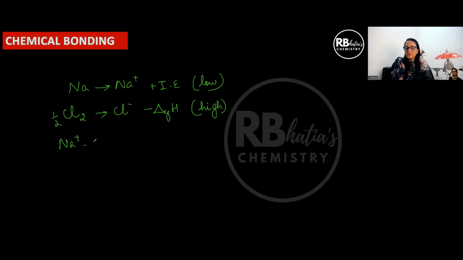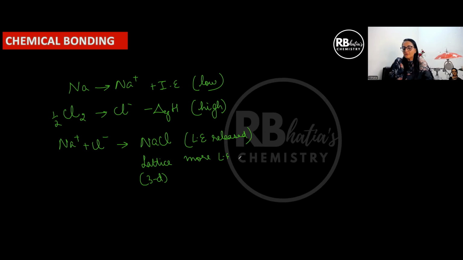And when these oppositely charged ions come closer to form the sodium chloride lattice, lattice is a three-dimensional arrangement of ions, the energy released is called lattice energy. More lattice energy released, a more stable bond is formed. Okay, if the net outcome of these three energies is negative, only then a stable bond is formed. That means if the net outcome is energy released, a stable ionic bond will be formed.